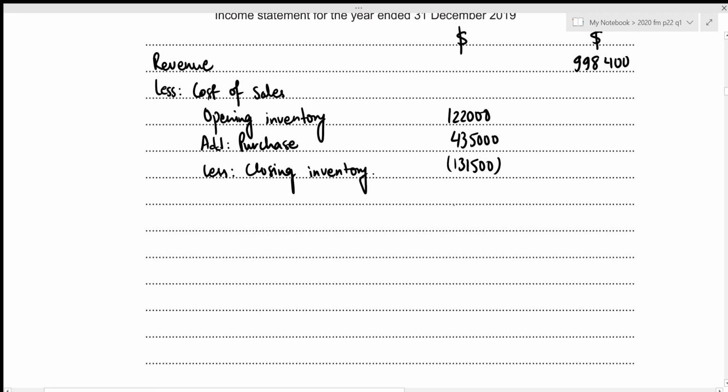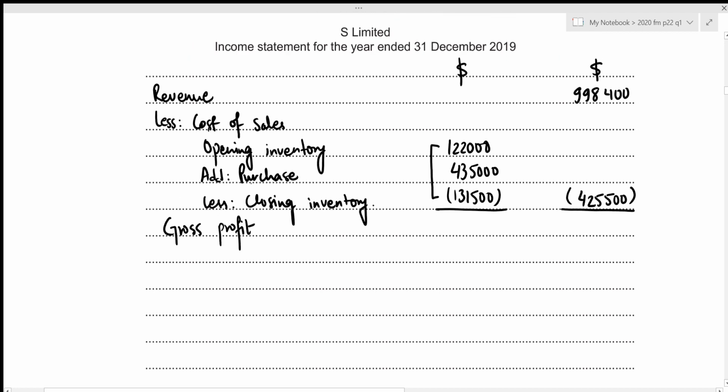Alright, now we can figure out our total cost of sales by adding these three amounts. That's going to be 122,000 plus 435,000 minus 131,500, which results in 425,500. And since we need to deduct this amount of cost of sales, I'm just going to write it down in a bracket. Now we get our gross profit. And gross profit is just the difference between revenue and cost of sales, which in this case is going to be 998,400 minus 425,500, which results in 572,900.